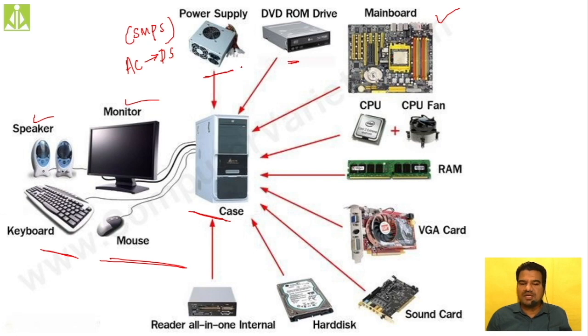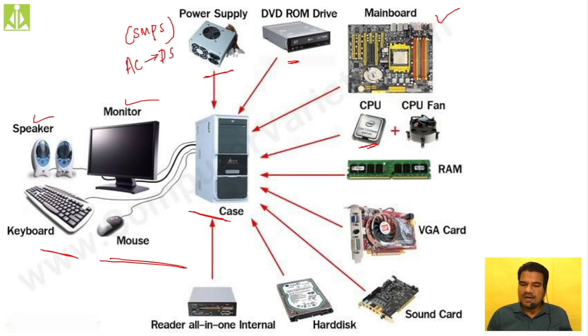So you have the SMPS, which gives power to this motherboard. You have the DVD, which you have to connect to this motherboard. Then we also have the CPU and the CPU fan, also called the heat sink fan. Whenever a central processing unit runs inside your computer, it generates some kind of heat. To reduce that heat, we use this CPU fan.